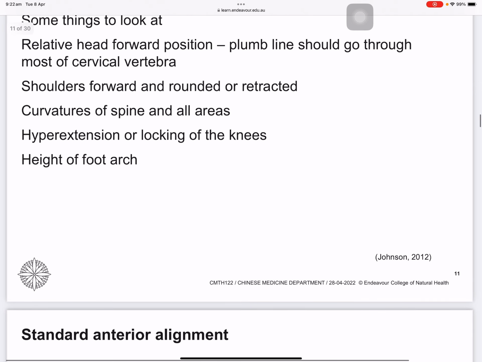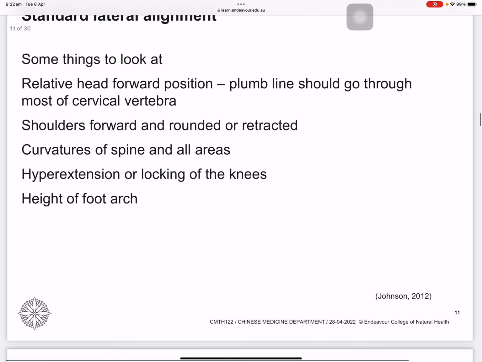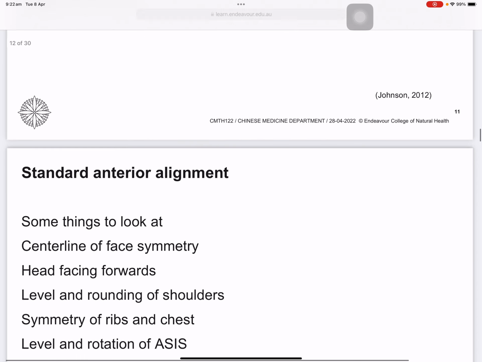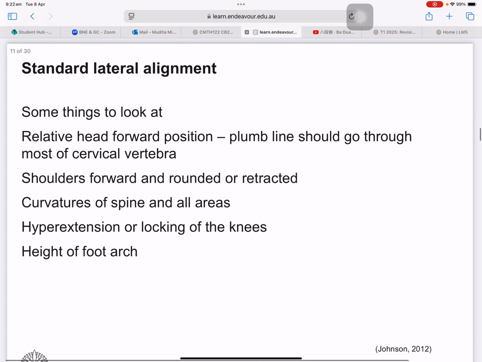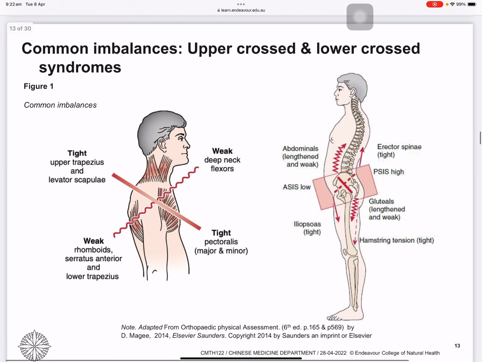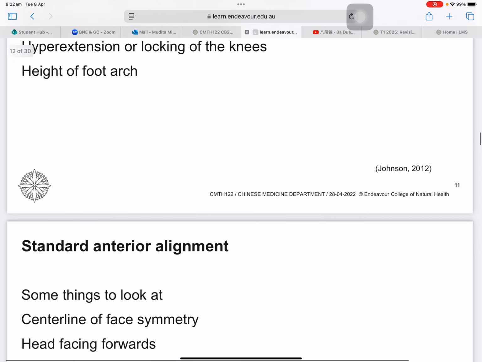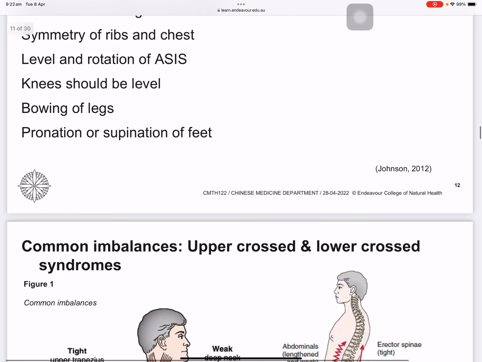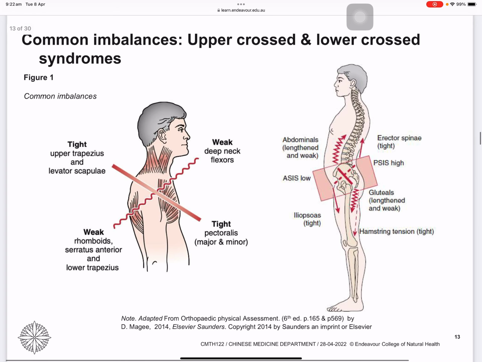The upper cross and lower cross, because our spine is usually balanced. They have an S shape that is balanced. If it is not balanced, nowadays we can see that most people's posture is like this. This is a normal posture, but most people's posture is like this. This is what we call the upper cross and lower cross symptoms.